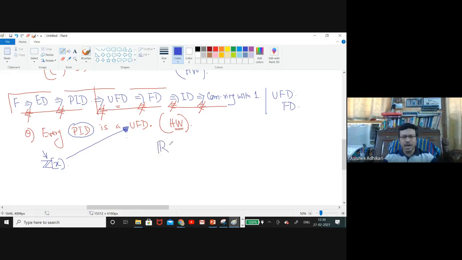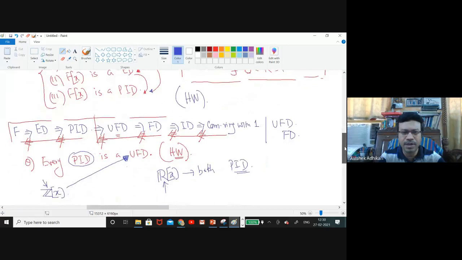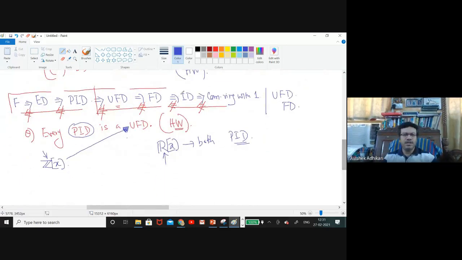Again, if I consider R[x], this is both a PID, and once it is a PID, this arrow will follow. That is, it will be a UFD, a factorization domain, an integral domain, and so on. And as this is a field, this part is also true. In case of a field, this result shows that it must be a Euclidean domain as well as a PID, and it is if and only if. So if it is a field, then this both-way relation is satisfied.